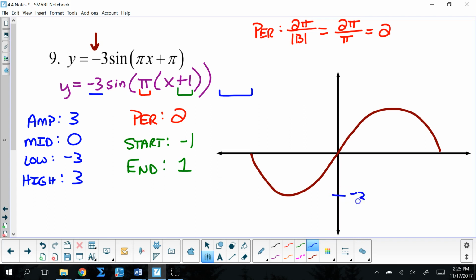So our low value here is -3, our middle value was 0, and our high value was +3. Horizontally, we started at -1. We ended at +1. Our middle value would also be 0. And then if you wanted to get the quarters, because they're easy in this case, negative 1/2, positive 1/2. And there is the graph of y equals negative 3 sine of the quantity pi x plus pi.